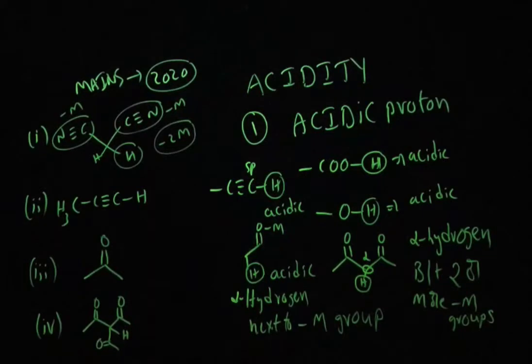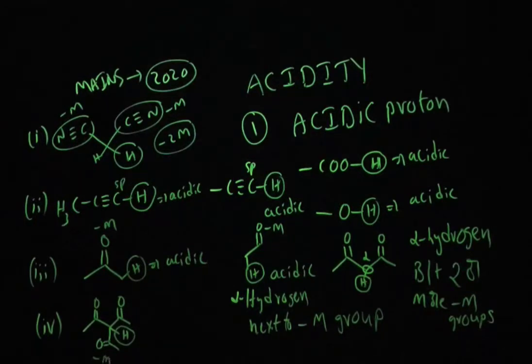In the second option, you can see this hydrogen is directly connected to an sp carbon. This is also acidic. In the next option, you can see this is a minus M group, and there will be one alpha hydrogen here. This is also an acidic hydrogen. In the last option, this is an alpha hydrogen, which is connected to 3 minus M groups.